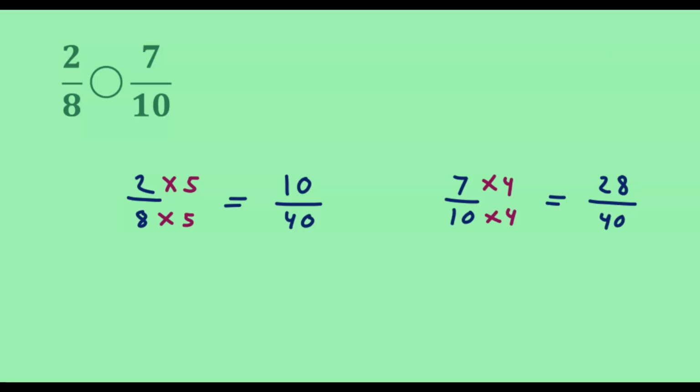Now we need to compare the fractions 10 over 40 and 28 over 40. They have the same denominator, which is 40, so all we need to do is compare the numerators. Now we can see that the numerator 10 of the first fraction is less than the numerator 28 of the second fraction. So what we do is write a less than sign over here. That is, 2 over 8 is less than 7 over 10.